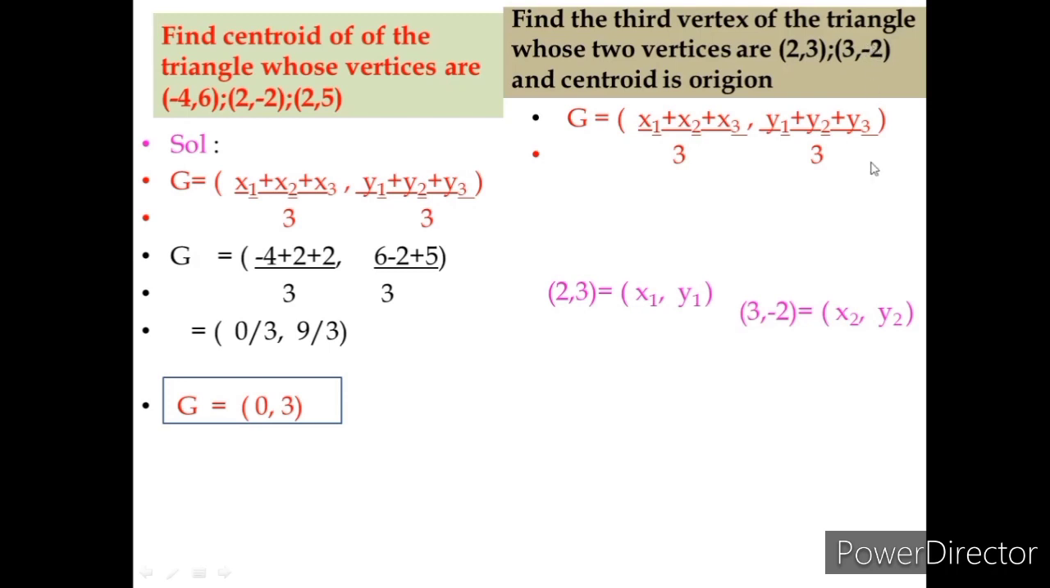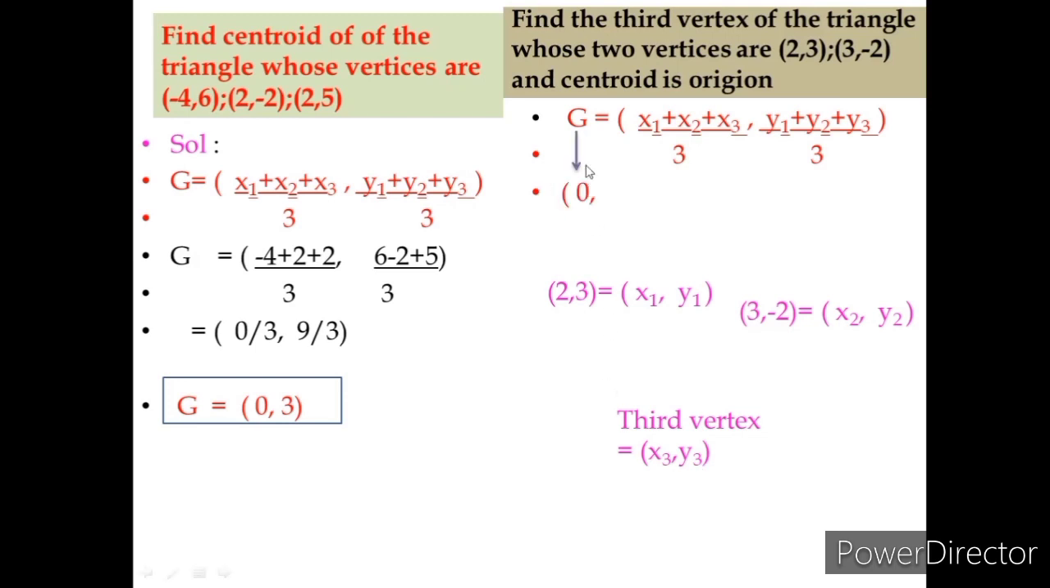You will take (3, -2) as (x2, y2). Okay, you will take the third vertex as (x3, y3), the unknown vertex. This is (x1, y1), (x2, y2), and the third vertex is (x3, y3). Now you have to substitute the relevant values.